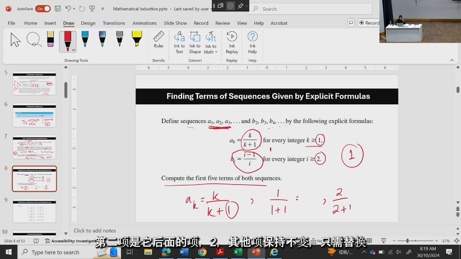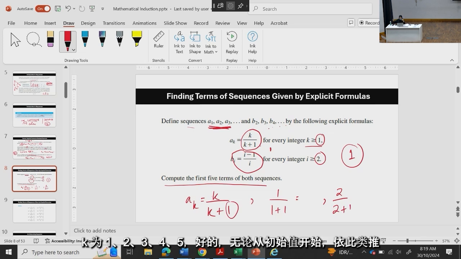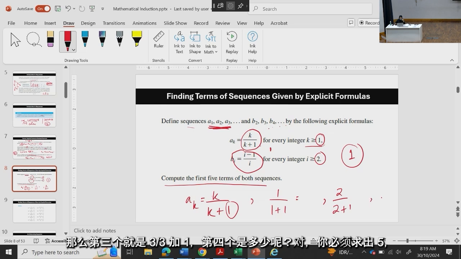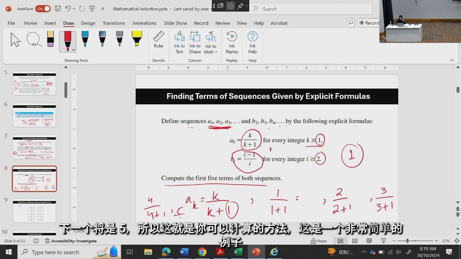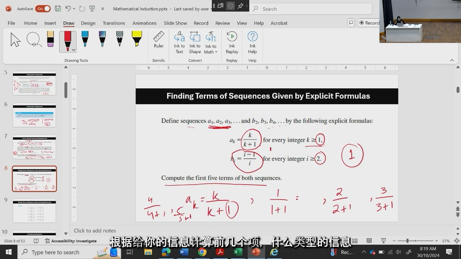Everything else will remain the same, just substitute k with 1, 2, 3, 4, 5, okay? Starting from whatever your initial value is, and so on. And then third will be 3 over 3 plus 1. What will be the fourth one? Yeah, and you have to find 5, so the last one will be 5 over 6. So this is how you can compute the first few terms based on the information given to you.